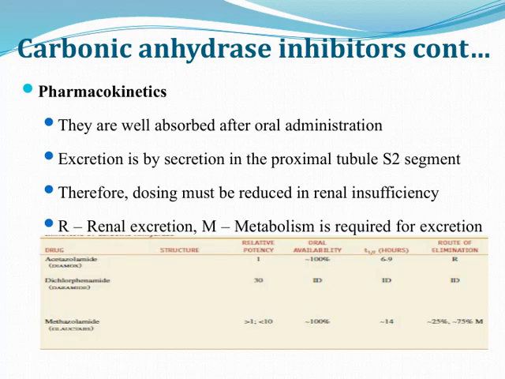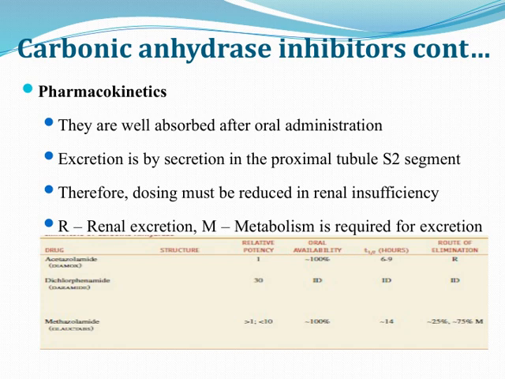Now, let's discuss the pharmacokinetics of carbonic anhydrase inhibitors. These drugs are well absorbed after oral administration, which makes them convenient for patients. Once absorbed, they are excreted primarily through secretion in the proximal tubule, specifically in the S2 segment. This is a key point because it influences how we dose the medication, especially in patients with renal impairment. Since the excretion depends on renal function, if a patient has renal insufficiency, we need to reduce the dose to prevent accumulation and potential toxicity.